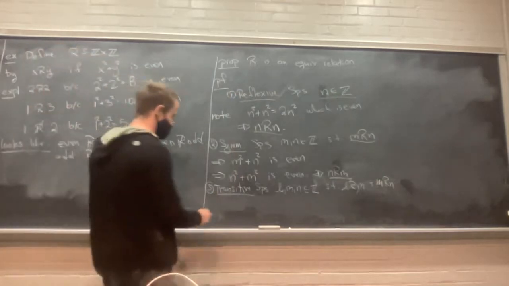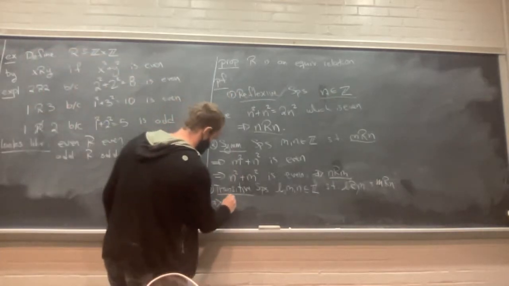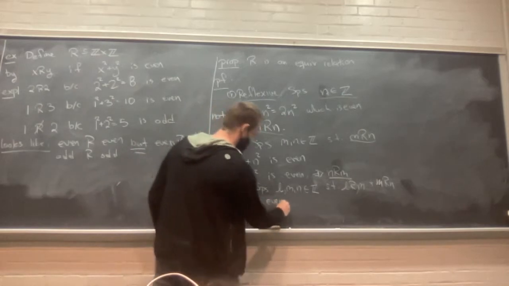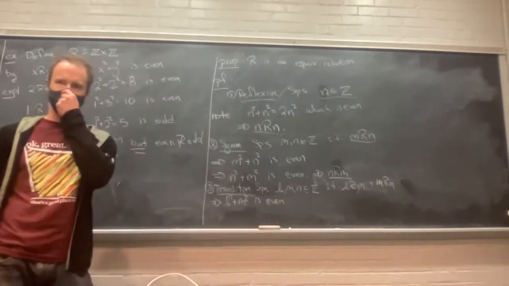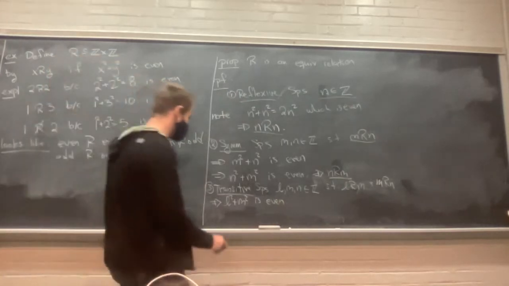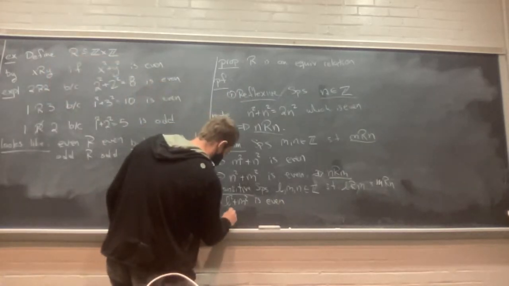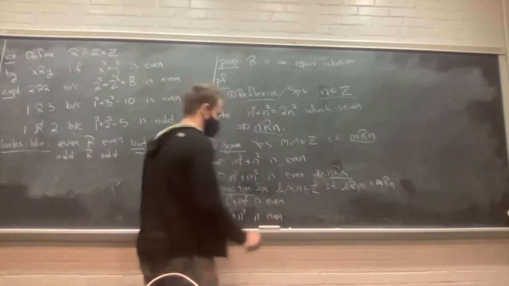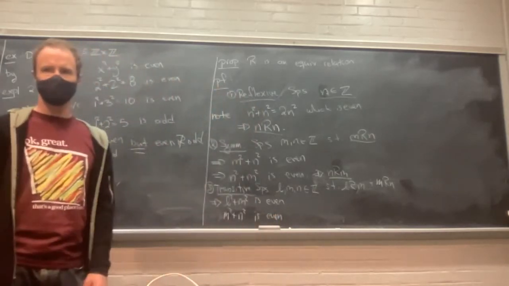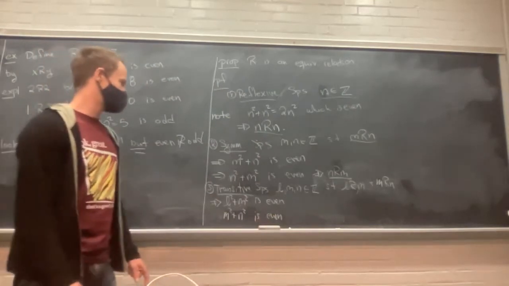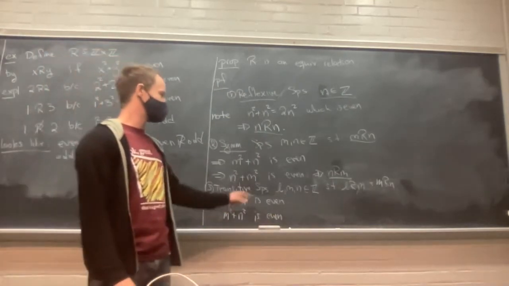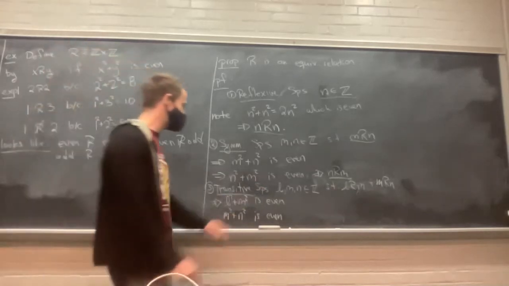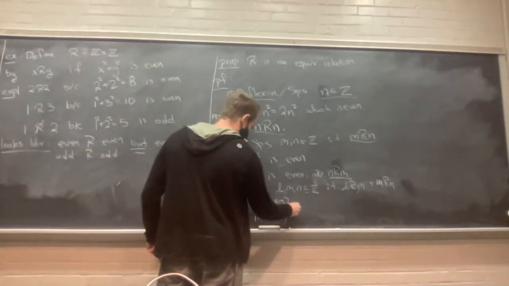Okay, so let's see. That means that L squared plus M squared is even, right? And M squared plus N squared is even. But what do we want to get to? We want to get to N, L is related to N, right? Well, we can do that by adding these two together.